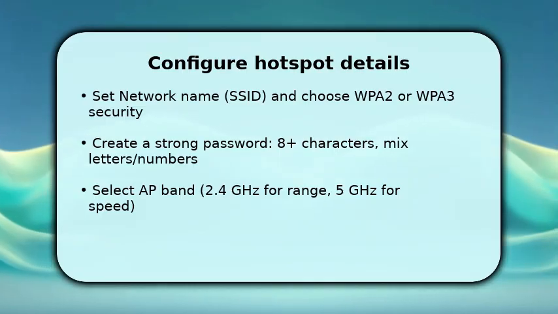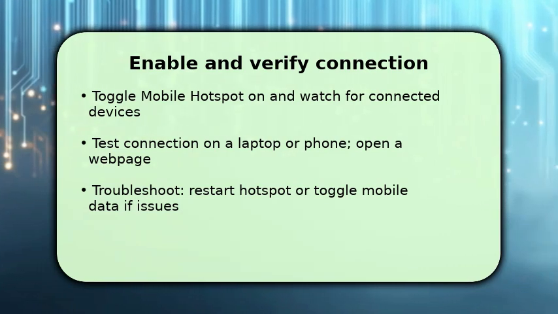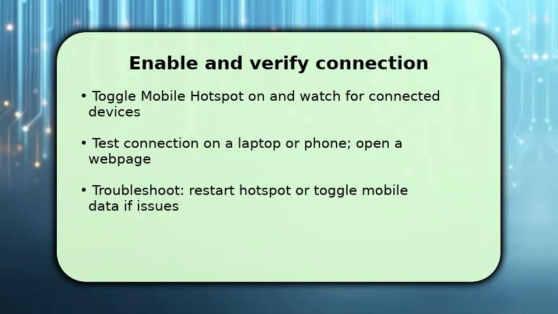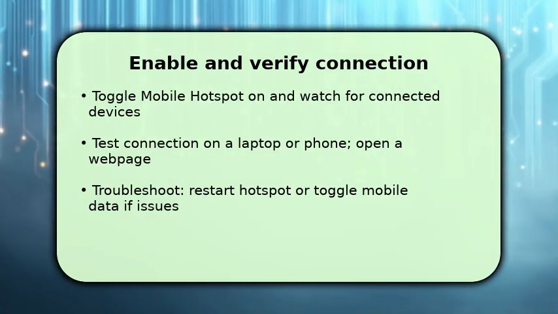You toggle mobile hotspot on and watch the status indicator. It should show the network name and whether devices connect. To verify, open a laptop or secondary phone, join the SSID with the password you set, and load a web page to confirm internet access.